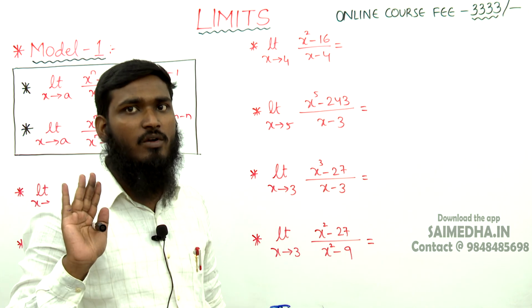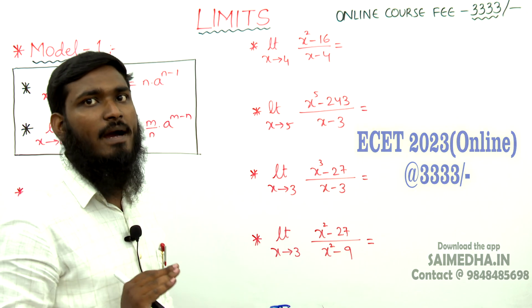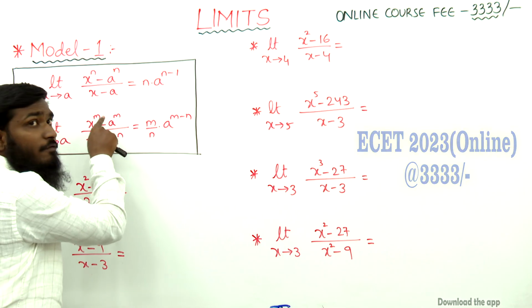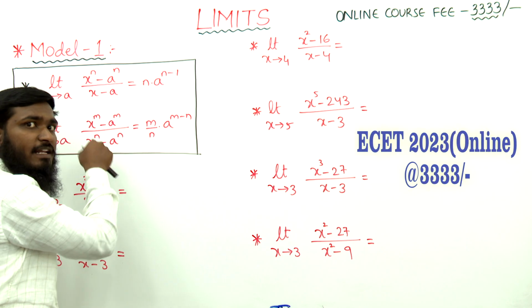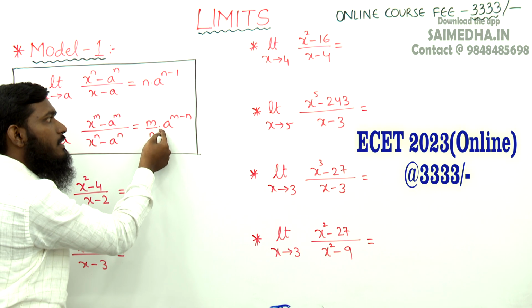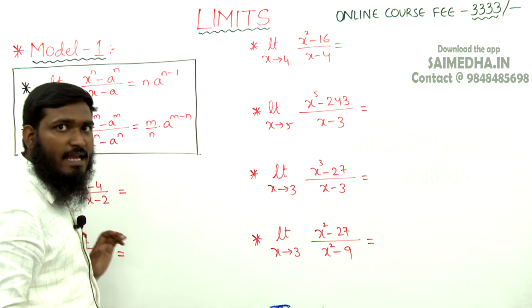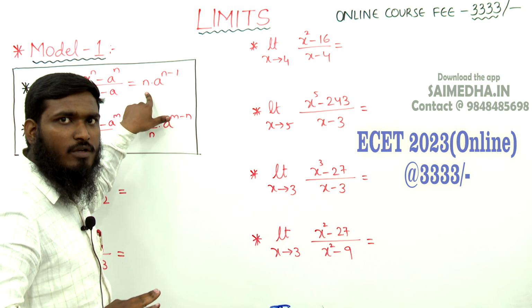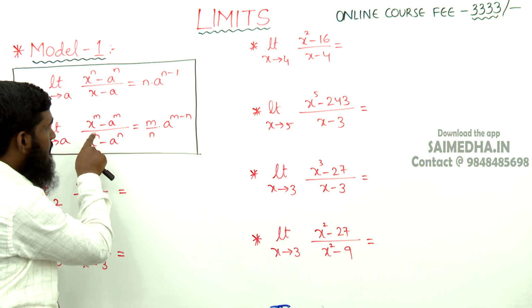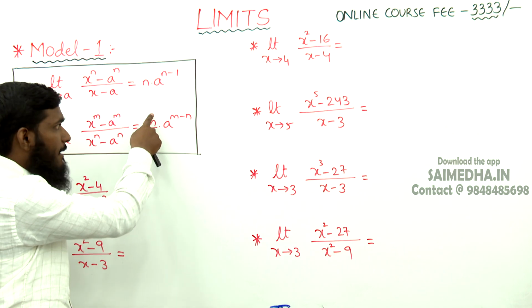Directly we can write that answer. n into a power n minus 1. Suppose you have different powers, meaning the powers of the numerators are the same and the powers of the denominators are the same, then how do we write this? m by n into a power m minus n. Here also we have used the same concept, because first we write the power of the numerator, then the power of the denominator, m by n.